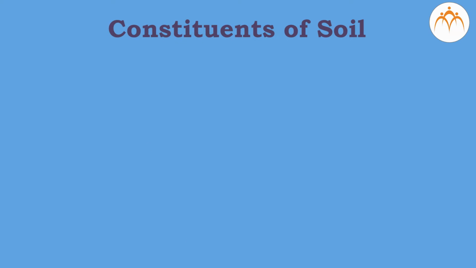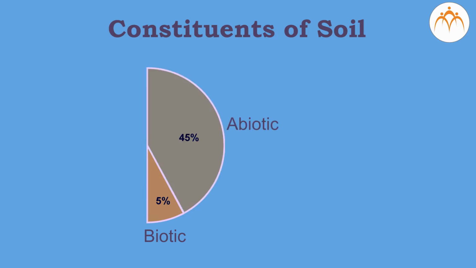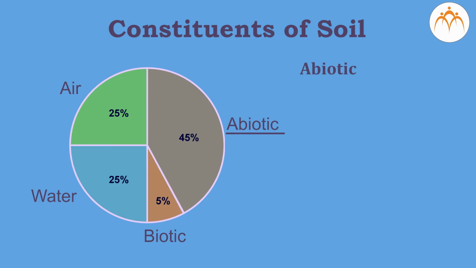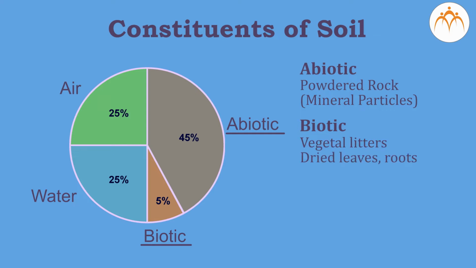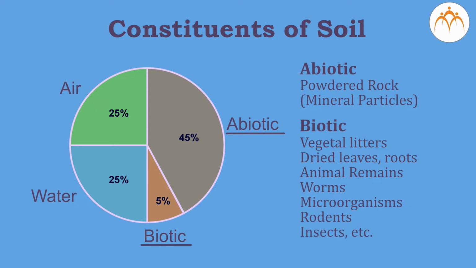Soil is made of biotic and abiotic components along with air and water. Abiotic components include powdered rock, which consists of mineral particles. Biotic components include organic matter such as vegetal litter, dried leaves, roots of plants, remains of animals. It also contains worms, microorganisms, rodents, insects, etc. Air and moisture or water are also equally important constituents of the soil.